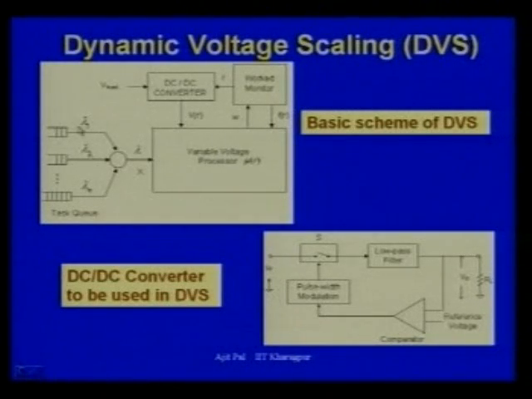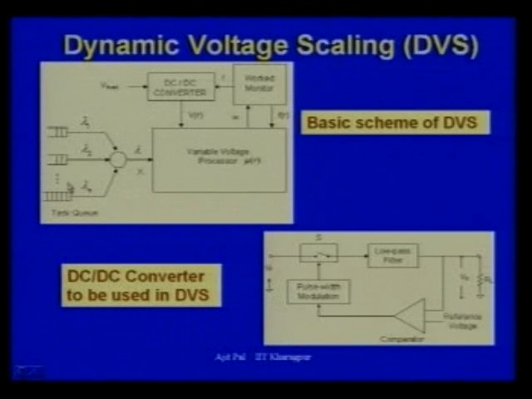You can see this is the basic scheme for dynamic voltage scaling. This is a processor. You require a processor which will operate at different voltage as well as at different frequency. That is one requirement. You should be able to adjust the voltage. In our institute, many people are working on developing DC to DC converter. So you will require a DC to DC converter where the supply voltage can be adjusted. You can generate different voltages.